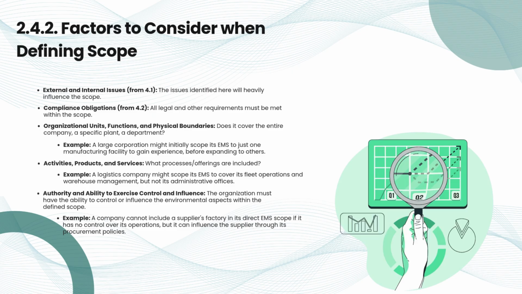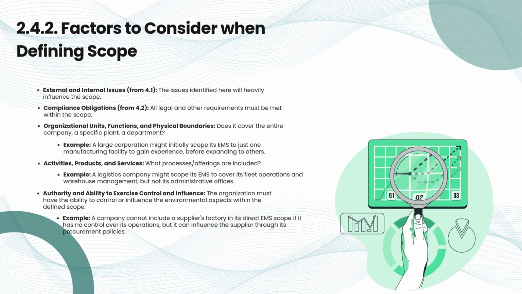Also, specify the activities, products, and services that are included. A logistics company, for example, might decide their EMS will cover their vehicle fleet operations and warehouse management, but not their administrative offices. Crucially, you must consider your authority and ability to exercise control and influence.